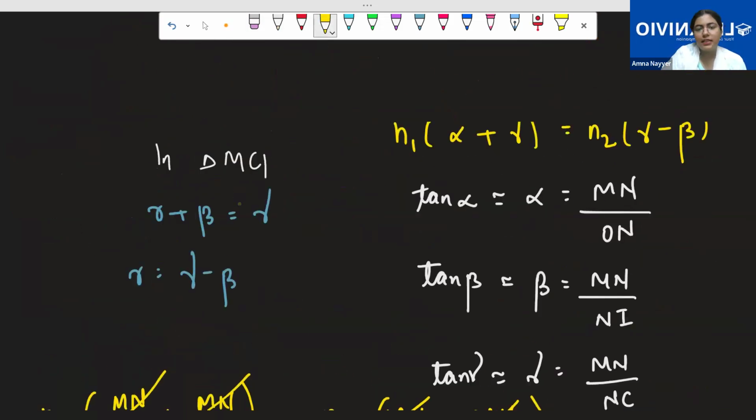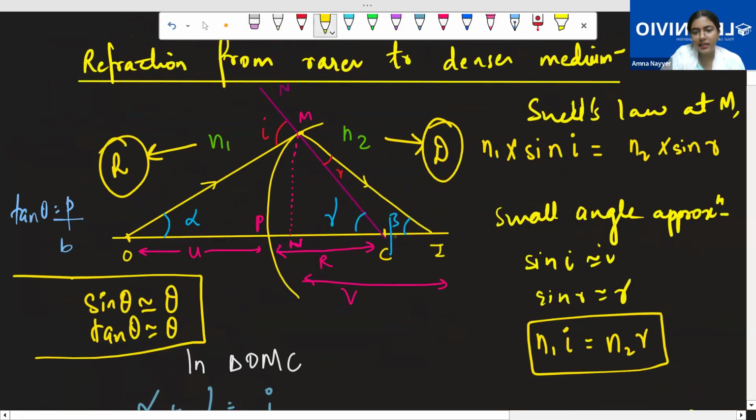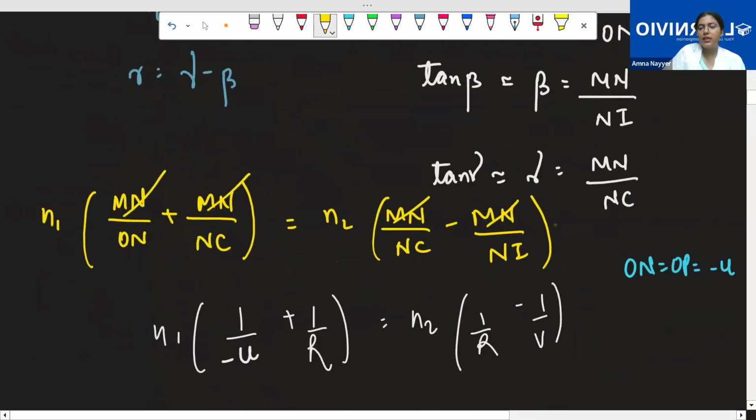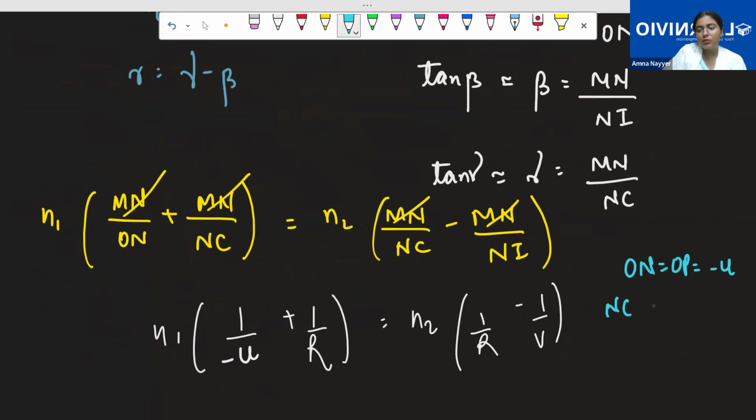Now NC can also be written as PC, which is the radius of curvature. So we can say NC is almost written as PC, that is the radius of curvature. So I have put 1 by R is equal to N2.